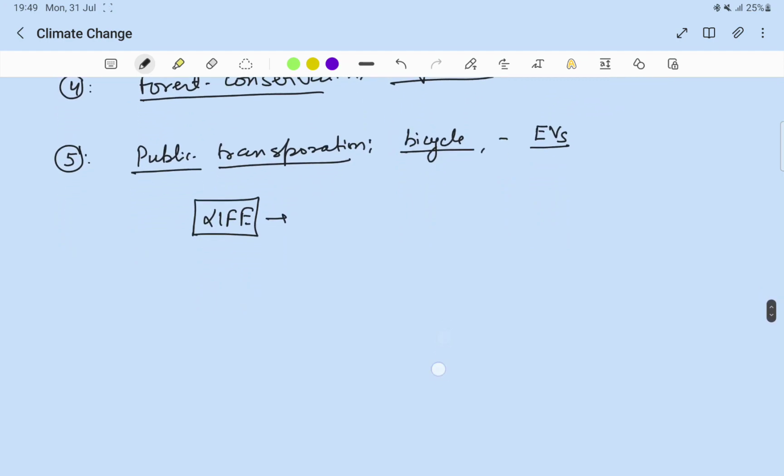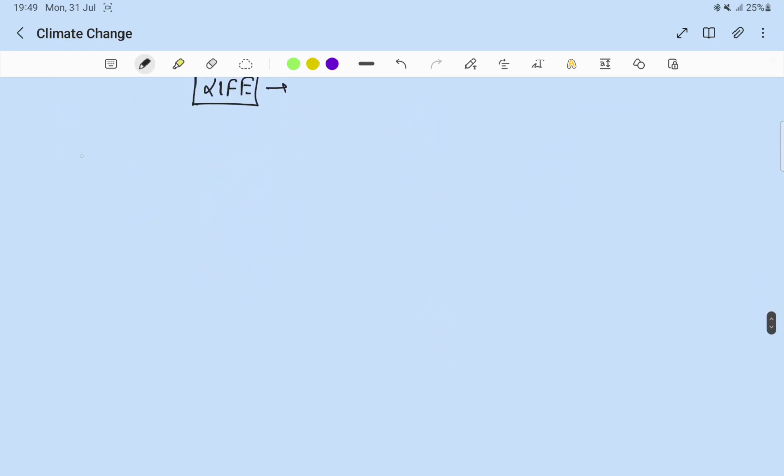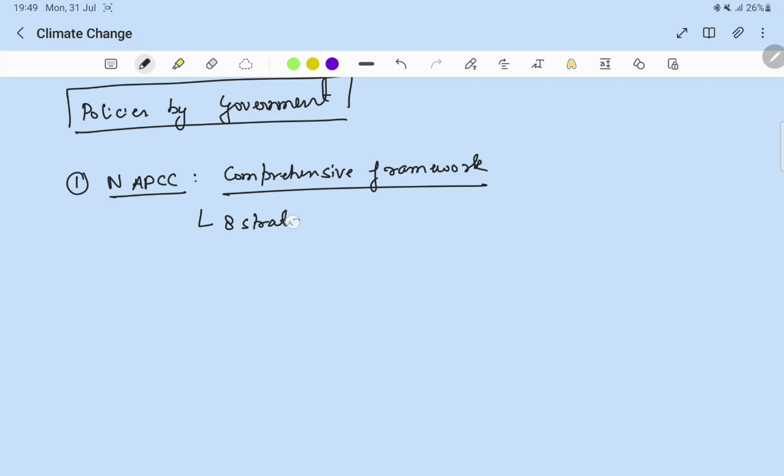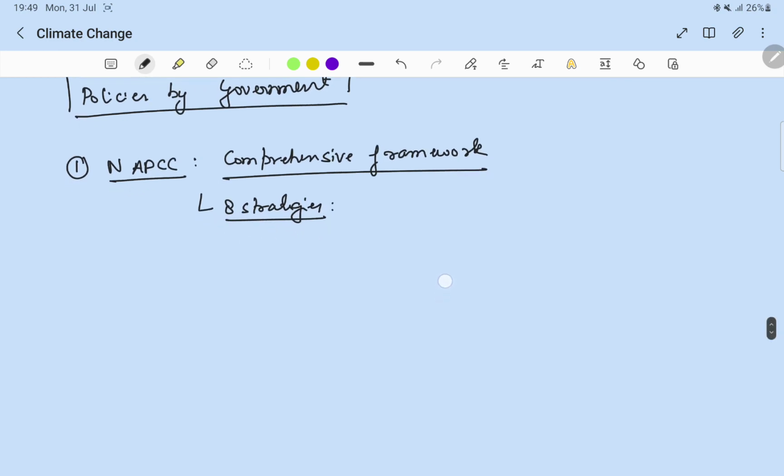Then we can look into the various policies taken by the government. What are the policies that were taken by the government? The first policy that comes to my mind is the National Action Plan for Climate Change. It is a very comprehensive framework and it has 8 strategies, which cover different dimensions, and it aims to reduce greenhouse gases and promote mitigation and adaptation.